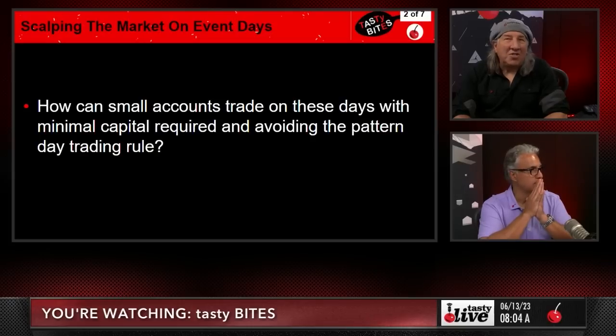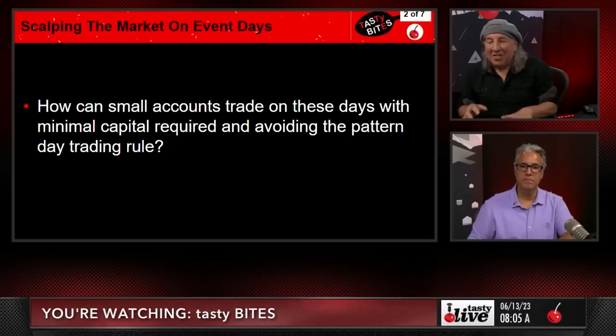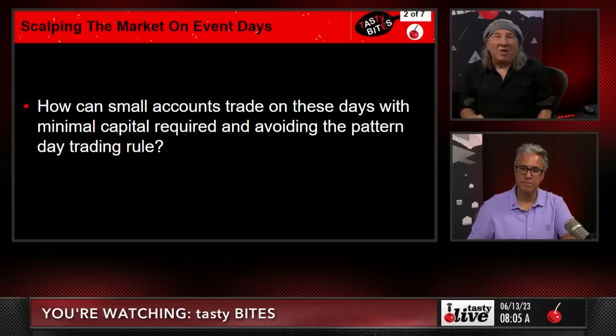So how can small accounts trade on these days with minimum capital required and avoid the pattern day trading rules? We get a lot of this because remember, Tasty Bites segments are for accounts that are under $25,000. So how do you do it? How do you trade these?